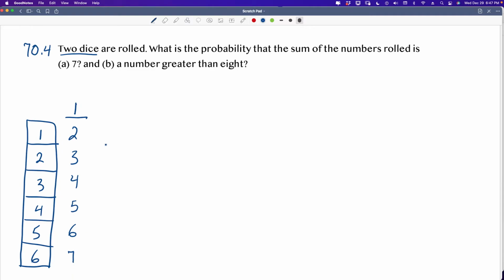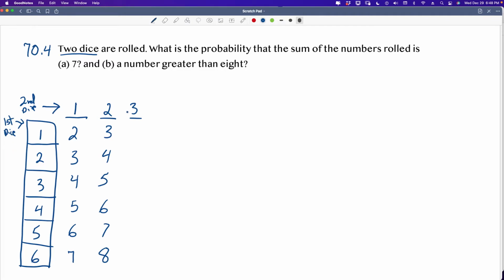Okay? If the second dice lands on a 2, 2 plus 1 is 3. Then that would be 4, 5. 4 and 2 is 6. 5 and 2 is 7. 6 and 2 is 8. Okay? If the second dice rolls on a 3, then it'd be, and let me make this clear, this is the second dice. And this is the first dice, okay?